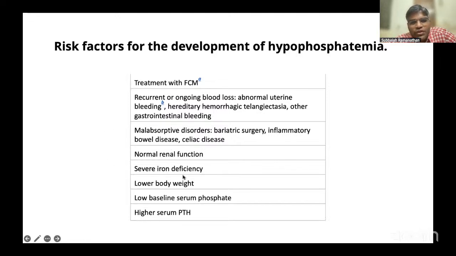So an individual with normal renal function is more prone to develop this complication in comparison to a patient with CKD. Lower body weight, already low serum phosphate at baseline, and higher serum PTH can all lead on to worsening hypophosphatemia. This is the secondary hyperparathyroidism mechanism.